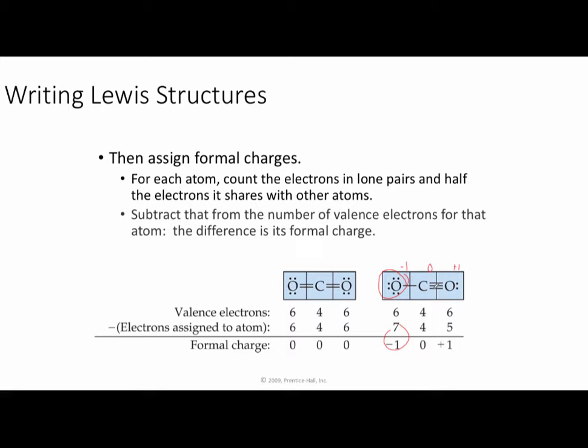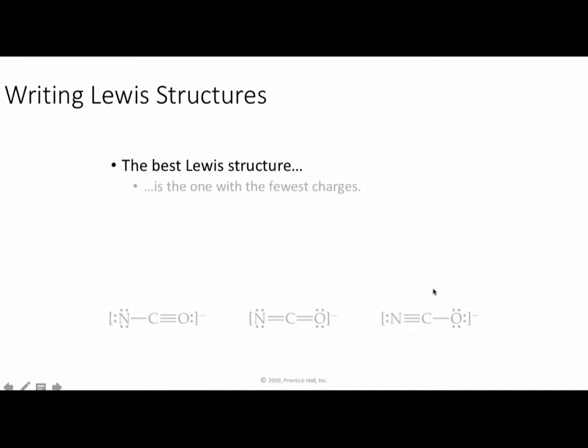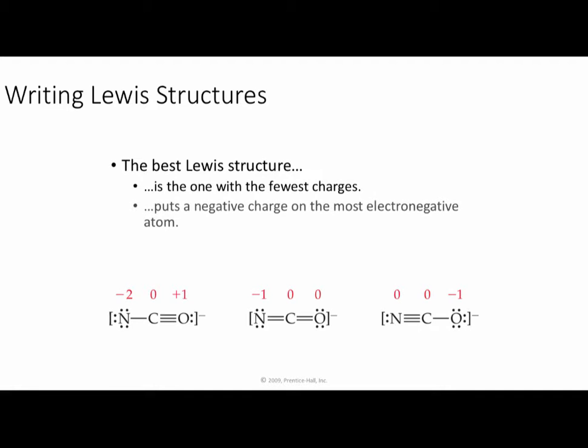How do we use these formal charges to decide on what is the most valid or the best Lewis structure? The best Lewis structure is the one that has the fewest charges overall. If you have to have charges, the best Lewis structure is the one that puts the negative charge on the most electronegative atom.